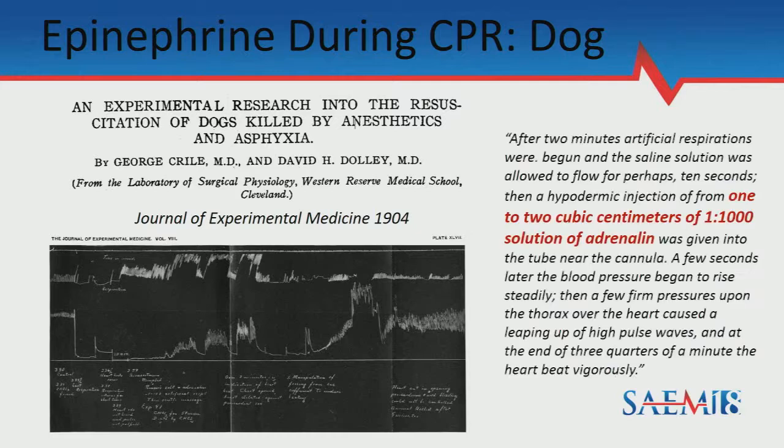And this is actually from the paper. Right here it said, after 2 minutes of artificial ventilations, we began a saline infusion and then hypodermic injection of 1 to 2 cubic centimeters of 1 to 1,000 solution of adrenaline. And I think that should be 1 to 10,000 solution of adrenaline. So basically, that's where that dose of 1 milligram of epinephrine came from, in 1904, and it got perpetuated through cardiac arrest resuscitation for 50 or 60 years or more.